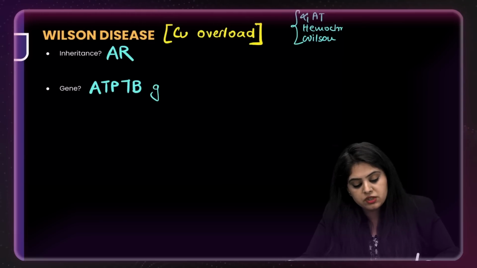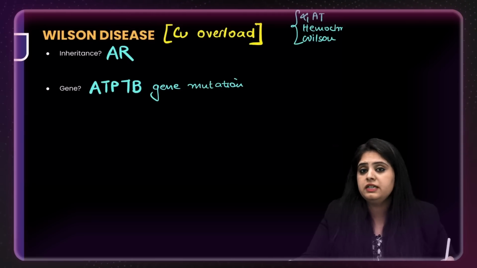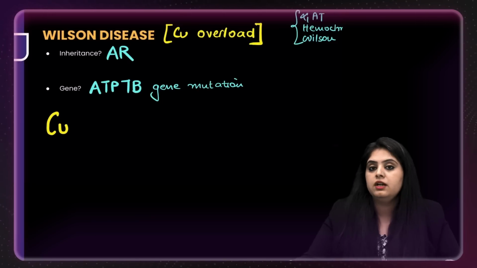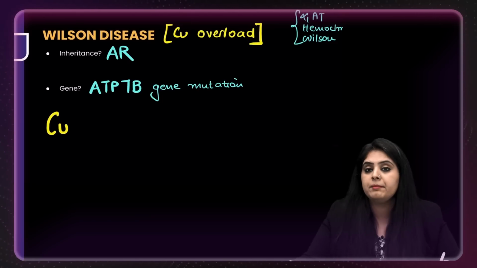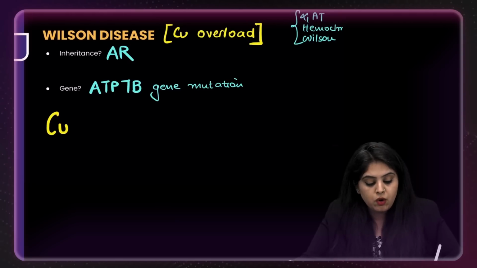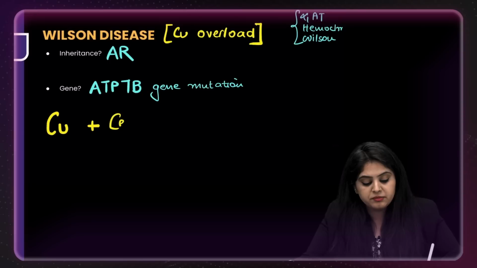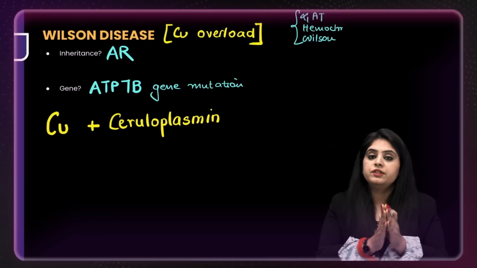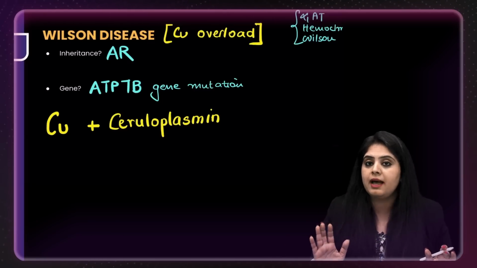ATP7B gene mutation is what is noted. Why do we need ATP7B? Copper doesn't travel alone in the body. Remember, to incorporate copper into ceruloplasmin, copper has to bind to ceruloplasmin for everything to remain normal. So basically, the two should be happy with each other, then everyone in my body will be happy.